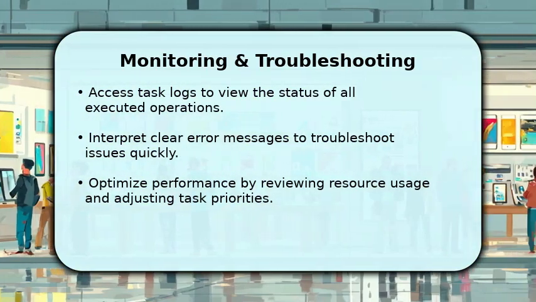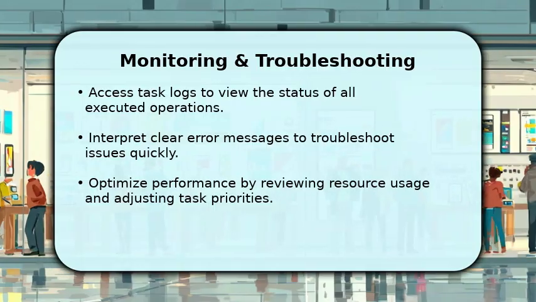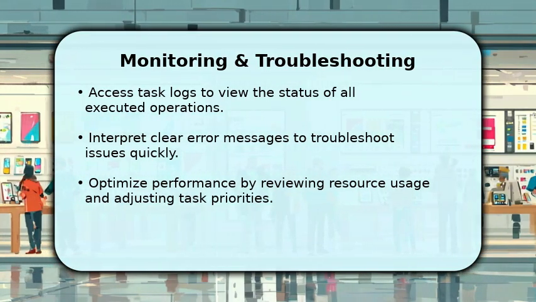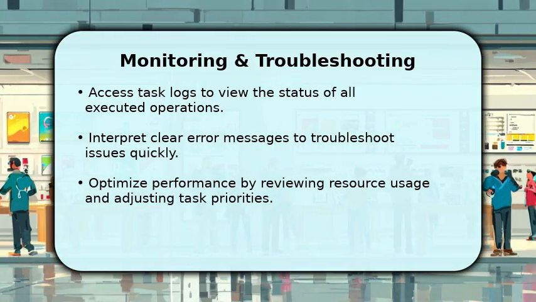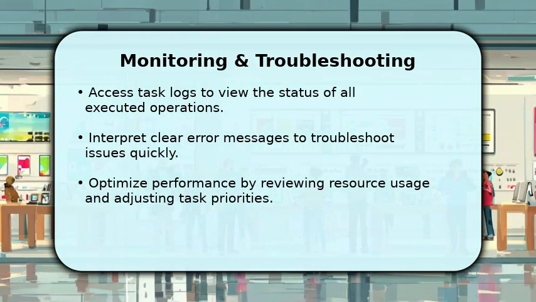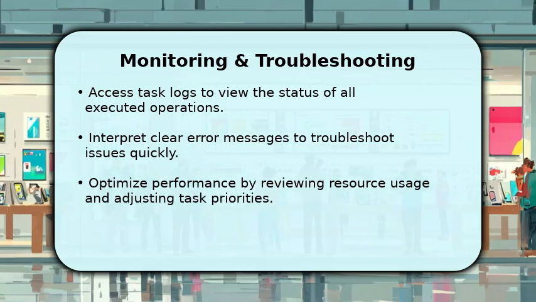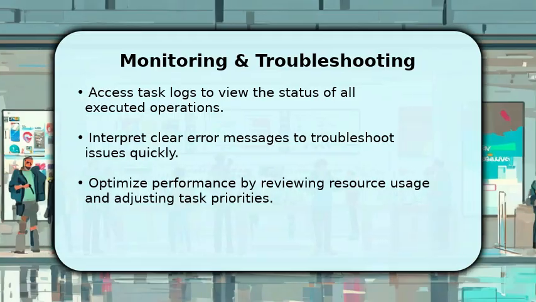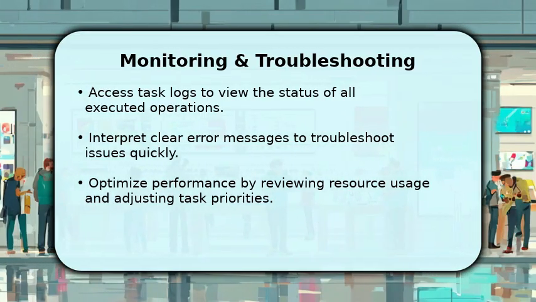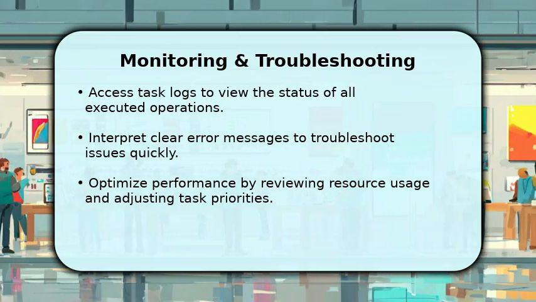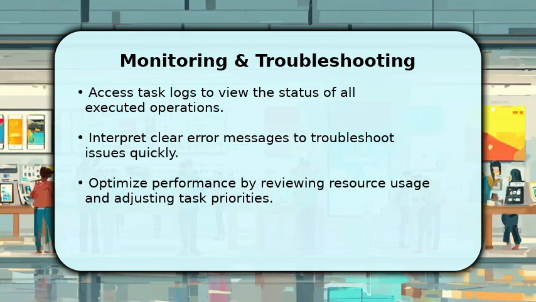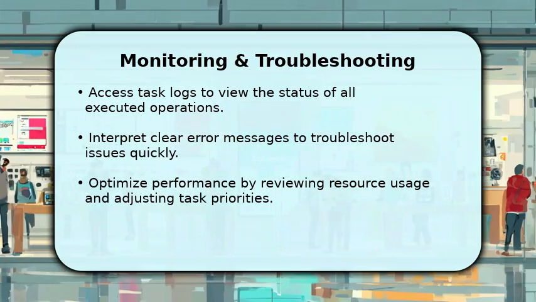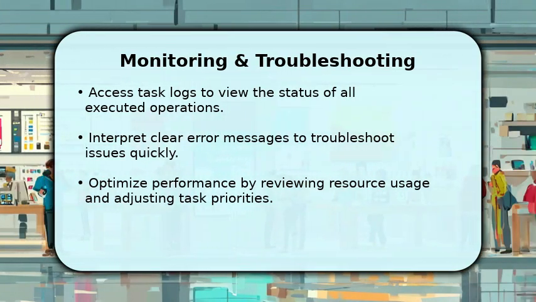Maintaining optimal performance involves regular monitoring. Access the task logs to view the status of all executed operations and identify any potential issues. If an error occurs, the system provides clear messages to help you troubleshoot quickly. You can also optimize performance by reviewing resource usage and adjusting task priorities. This proactive approach ensures your data workflows run smoothly and efficiently, minimizing downtime and maximizing productivity.